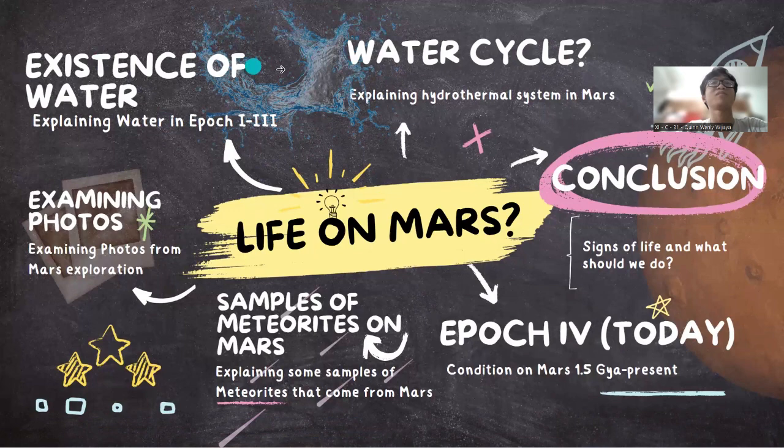So first things first, we need to talk about the existence of the key material of life itself, simply water. Over time, we're going to divide Mars into 4 sections. There is actually Epoch 1 until Epoch 4. In this case, I will discuss Epoch 2 and Epoch 3 of Mars itself.